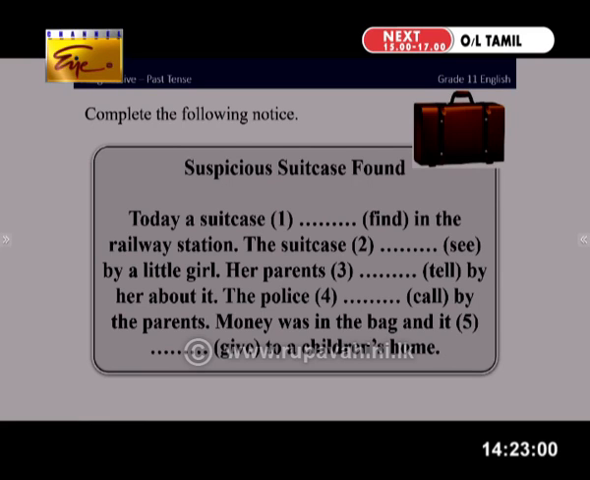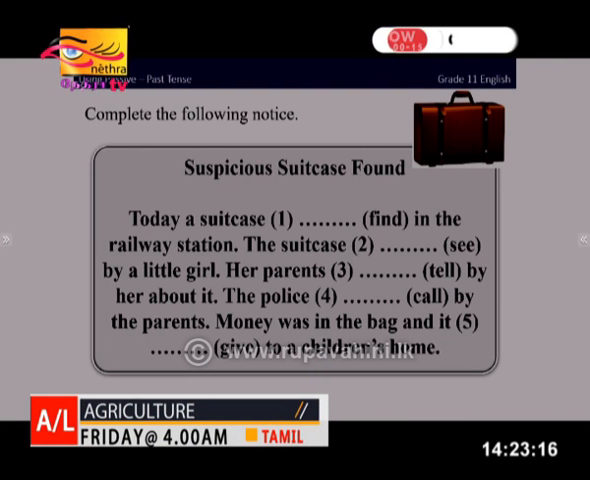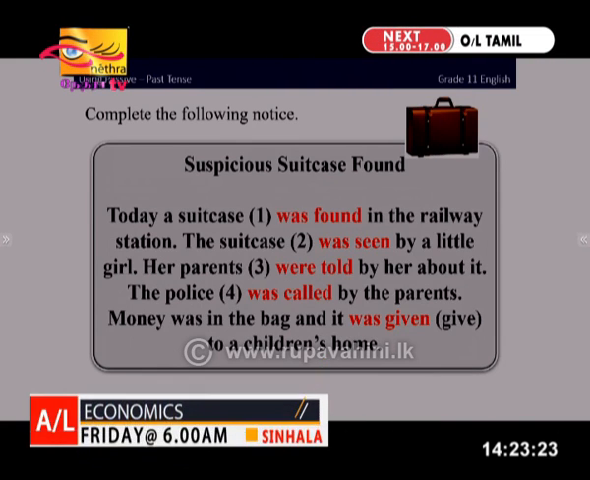Take your time and see whether you can quickly change that into the correct form, the most suitable form, so that you can fill these blanks. I can remind you what you should do: past participle form and the helping verbs was and were appropriately. Let's check the answers now. Hope you got all answers correct. Today, a suitcase was found.